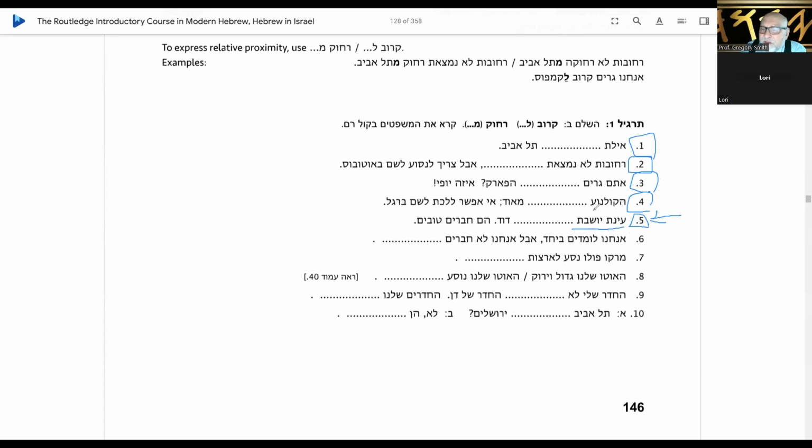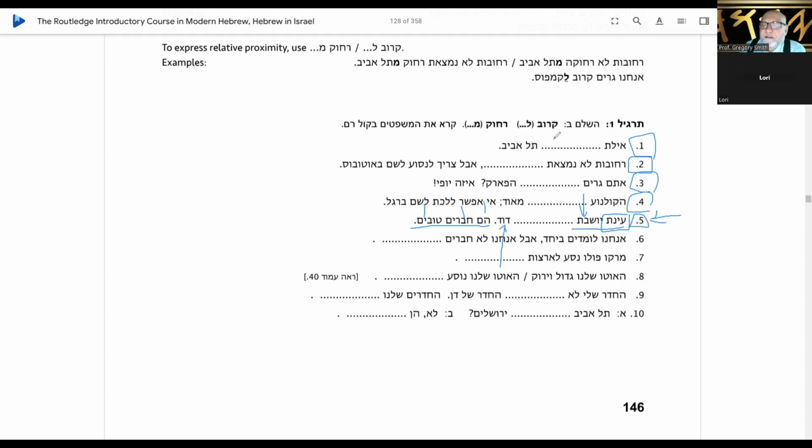Let's see, Einat yoshevet. Einat is sitting. I bet you it's close to David. Hem haverim tovim. They are very good friends. If you're a very good friend with somebody, you want to sit close to them, right? So I bet you it's this. This Einat, I'm trying to remember if this is a girl or a boy. It's a girl, because look at that. It's yoshevet. That definitely tells us that Einat is a girl.